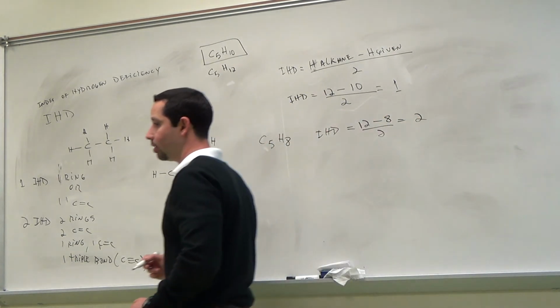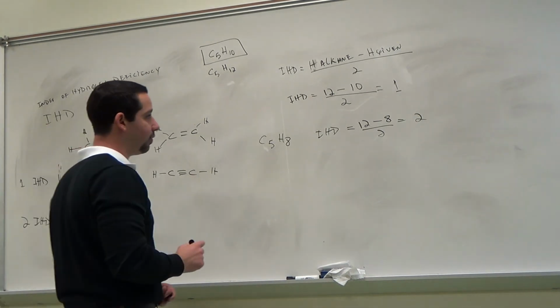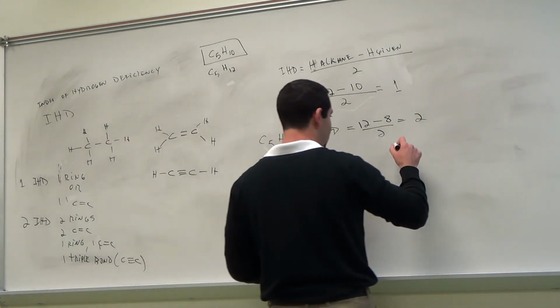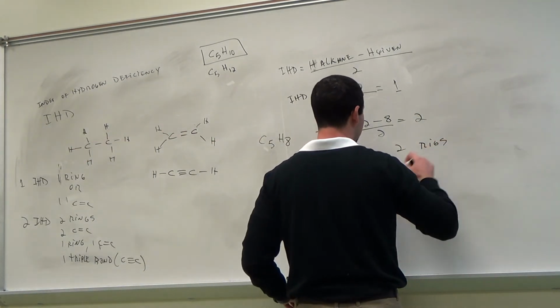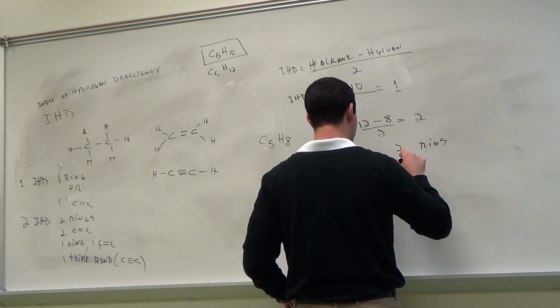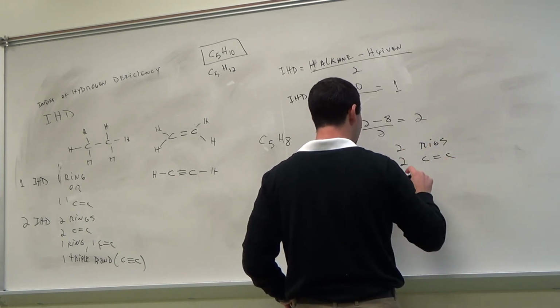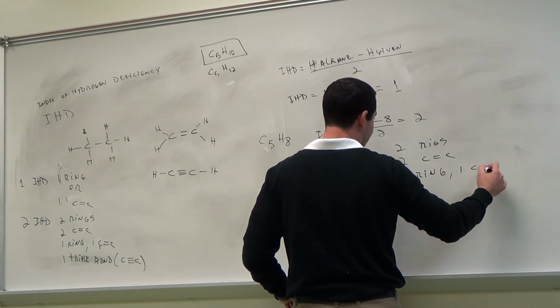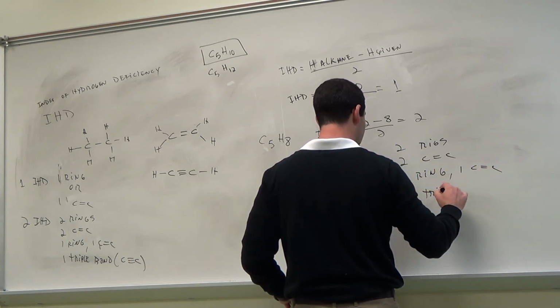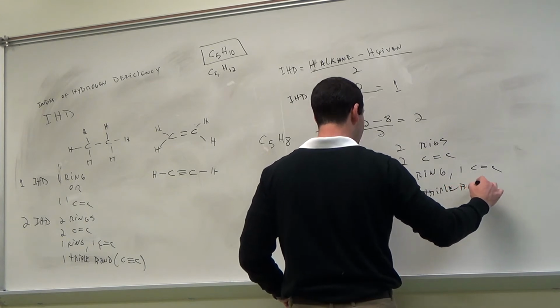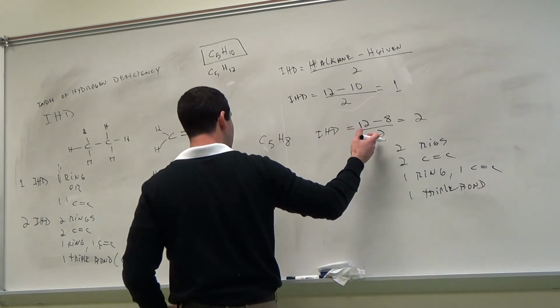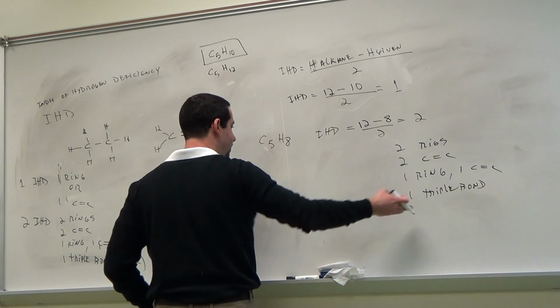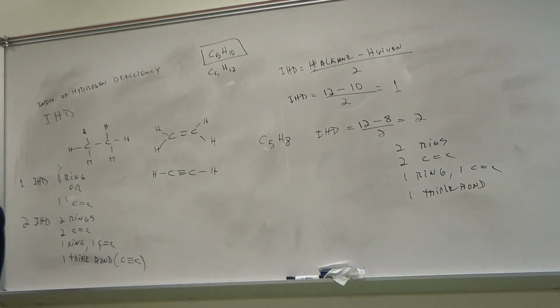2 IHDs. So what are the possible combinations for 2 IHDs? 2 rings, 2 double bonds, 1 ring and 1 double bond, 1 triple bond. Now you draw structures that have those in. Possible structures: 2 rings, 2 double bonds, see what you can do.